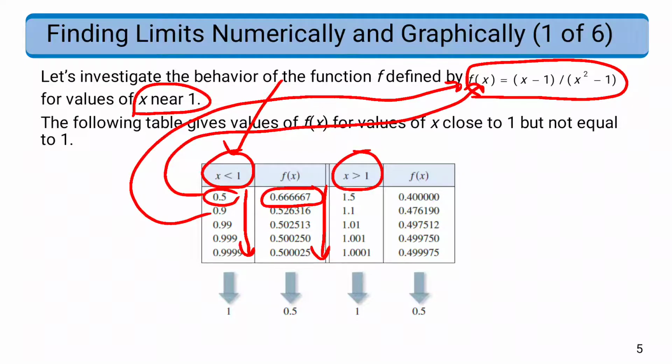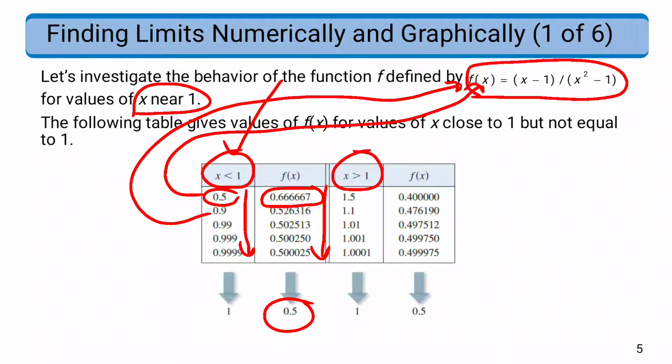And you can see the values of the function now approach 0.5. So we can make a bit of an early conclusion that with this function, as the values of x approach 1 from the left, the values of the function approach 0.5. So we can leave that guess as it is and then go to the right.